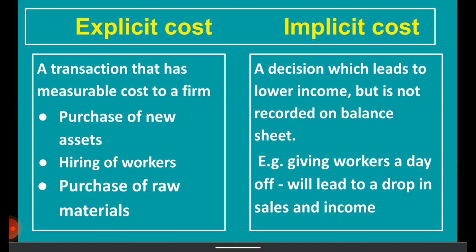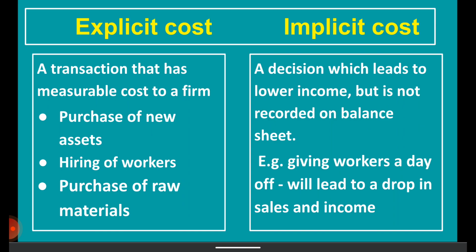Same goes for hiring of workers. You pay them wages and wages can be quantifiable and they are recorded in the financial statements. Purchase of materials, of course, same. It goes without saying that they are explicit costs because the business has to incur costs and those costs are measurable and they are recorded in the financial statements.